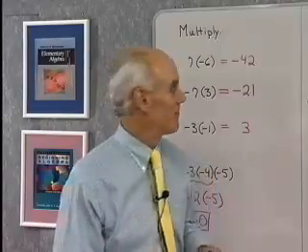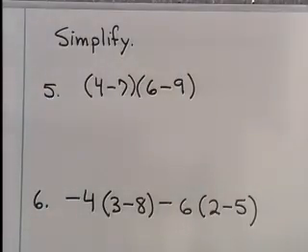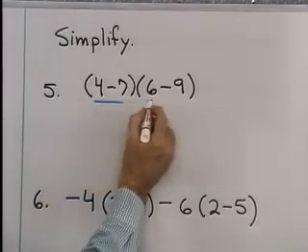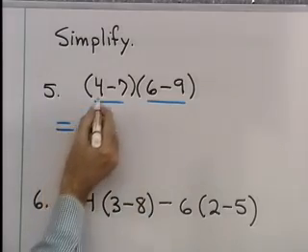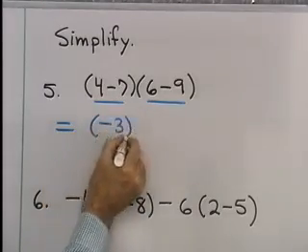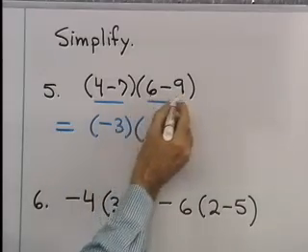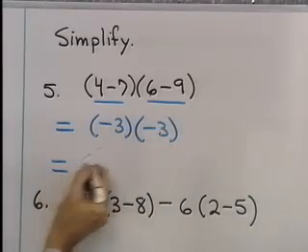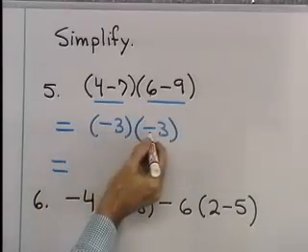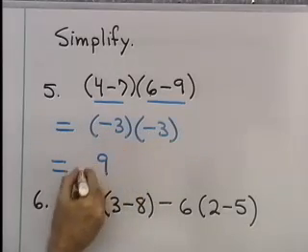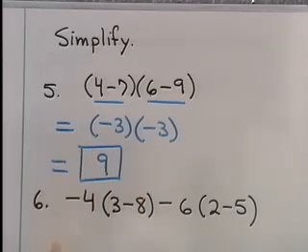Here's our next problem. Let's simplify. This involves more than one operation. I'll work inside the parentheses first, inside here and inside here. 4 subtract 7 will be, that's right, negative 3. 6 subtract 9 will be, again, negative 3. Now when I multiply negative 3 times negative 3, I multiply absolute values, I get 9. The two numbers had the same sign, so the answer is positive.